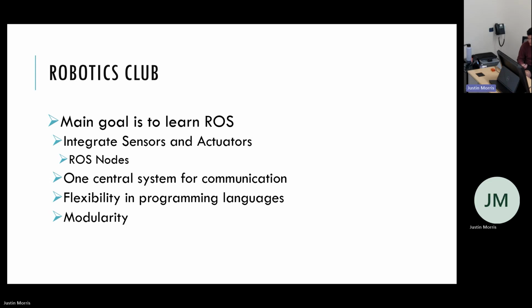Just for your information, Robotics Club meets Saturdays from 10 a.m. to 1 p.m. And we meet in VEP, the Hunter Design Laboratory right here.